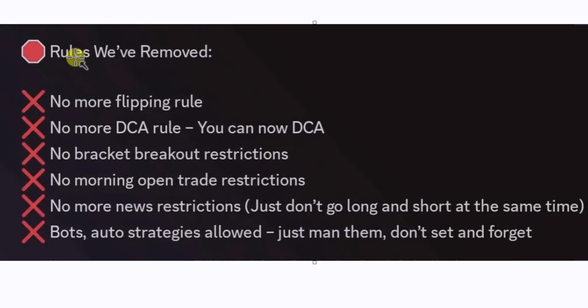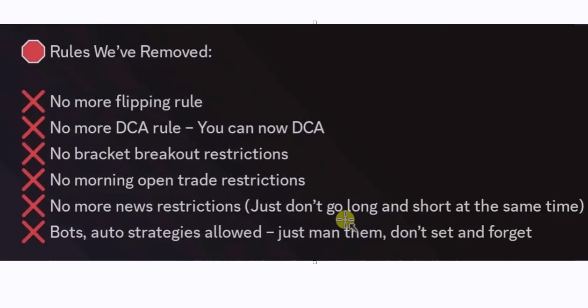Apex relaxed their trading rules, and here they are. There's no more flipping rule, no more DCA. You can add contracts. There's no bracket breakout restrictions, no morning open trade restrictions, no news restrictions. You can trade the news, just don't go long or short. Bots and auto strategies are allowed, just man them, don't set and forget.